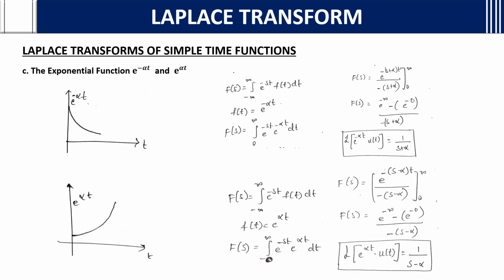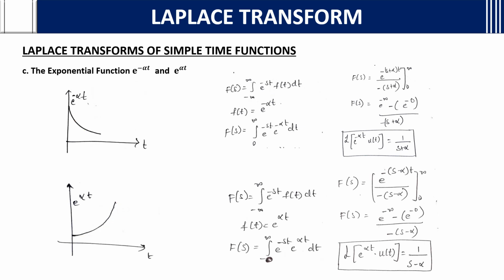Laplace transform of simple time functions. We have seen unit step and delta function. Now the exponential function, e power minus alpha t or e power alpha t. Alpha can be any value. First you will see e power minus alpha t. Minus alpha t is nothing but an exponentially decreasing function. If it is increasing, it will be plus. If it is minus, like e power minus 1, it is decreasing.